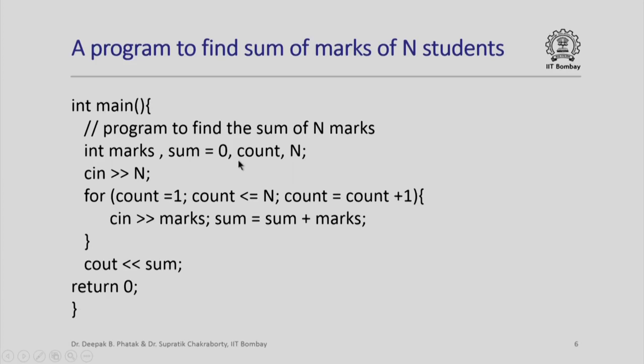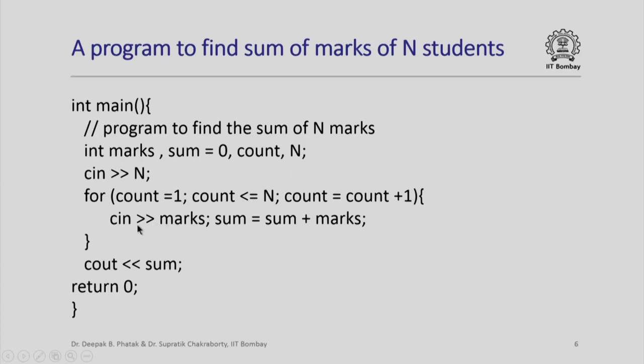I propose to use count as an integer variable to set up a for iteration. You are familiar with the for iteration. N is the number of marks or number of students whose marks I wish to add. I input the value of n and I set up this iteration. You are all familiar with this. For count equal to 1, count less than or equal to n, count equal to count plus 1 sets up an iteration which starts with count equal to 1 and ends with count equal to n. So 1, 2, 3, 4, 5, 6, n times it will do this iteration.